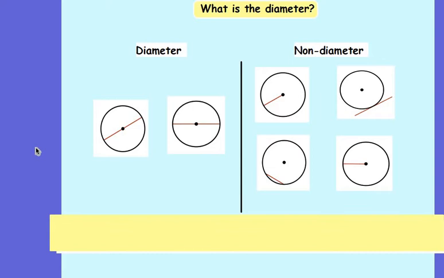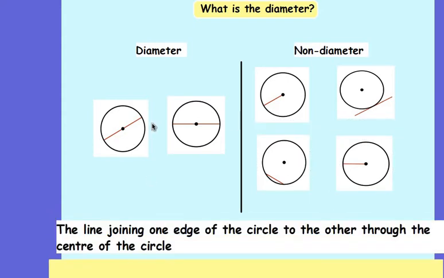Okay, let's go through it. So on the left-hand side we've got diameters, and they're straight lines going all the way across a circle through the centre. On the right-hand side I've got non-diameters. This one we've just worked out is a radius. I've got a tangent, I've got another radius, and I've got a chord. So diameter is just the line joining one edge of the circle straight through the middle to the other.